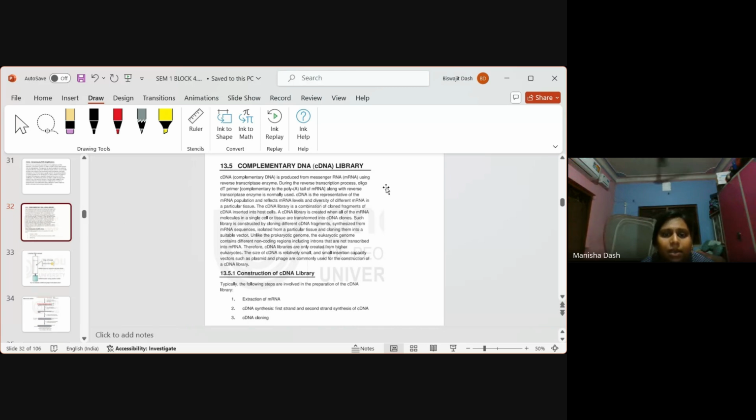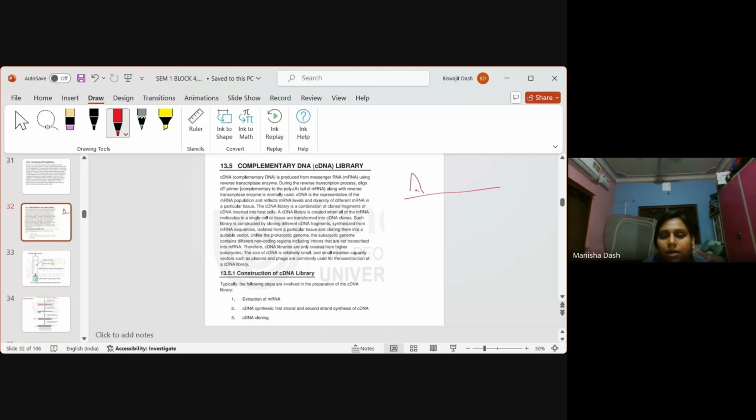So what is done in construction of the cDNA library? Now first, from the cell, the mRNA is extracted. Then the complementary DNA is synthesized. Means the mRNA will have a particular sequence, so using that as a template, a complementary DNA is synthesized. So this is the first strand and the second strand synthesis of the cDNA. Then using the mRNA as a template, the first strand of the complementary DNA will be synthesized.